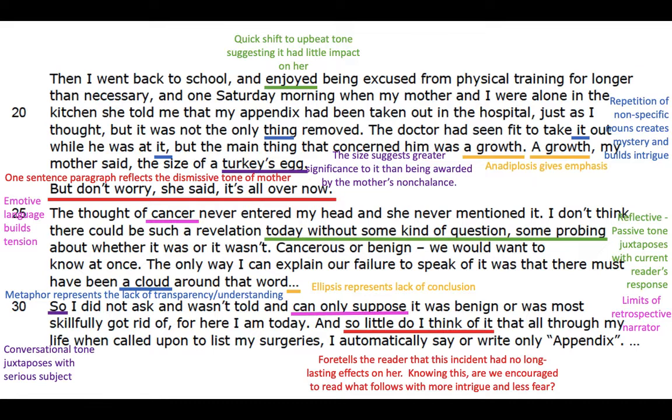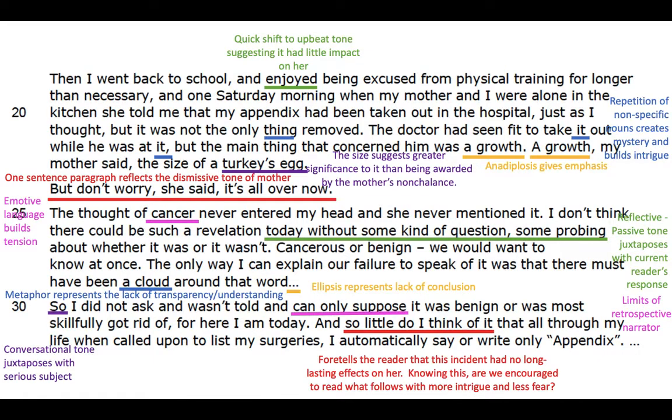And you might argue her conversational tone reflects the times that she's grown up in. Her mom is very nonchalant, her mom is very dismissive, and she's quite the same. She's not taking it too seriously. "And so little do I think of it, that all through my life, when called upon to list my surgeries, I automatically say or write only appendix." So it foretells the reader that this incident had no long-lasting effects on her.